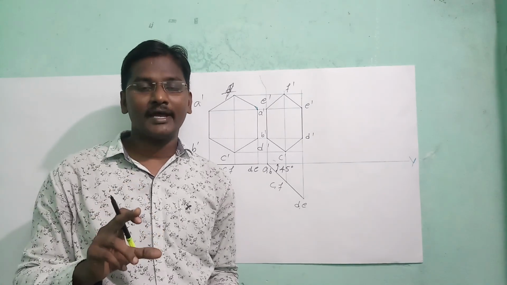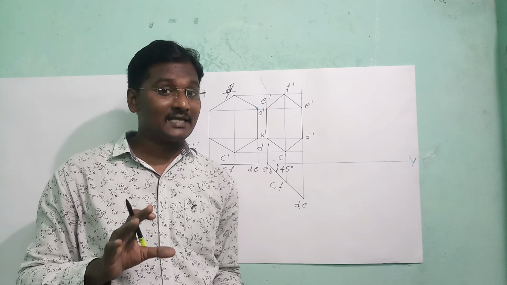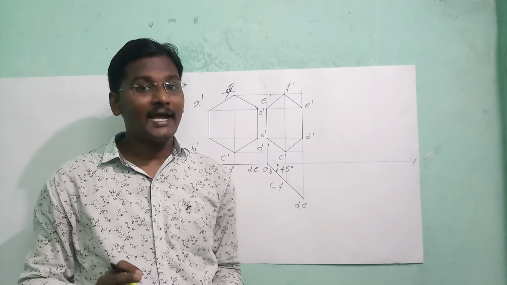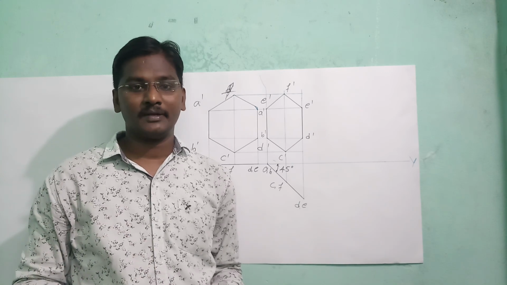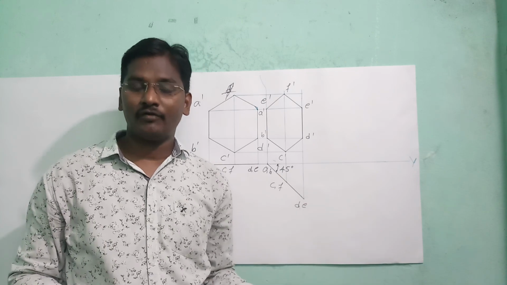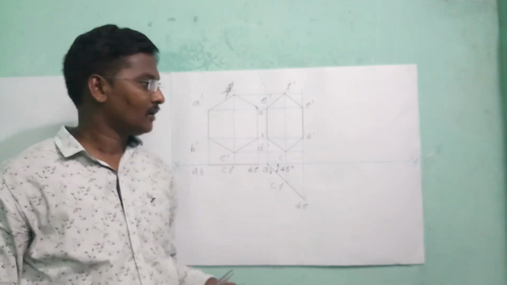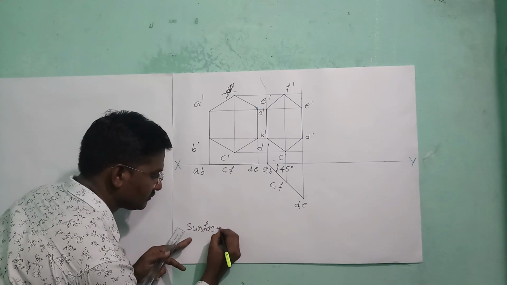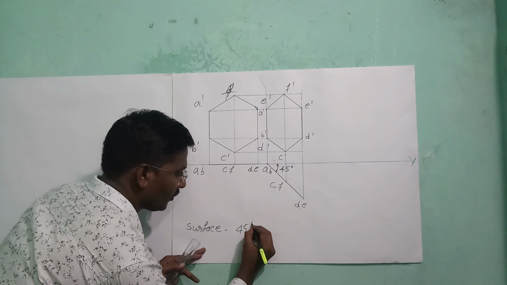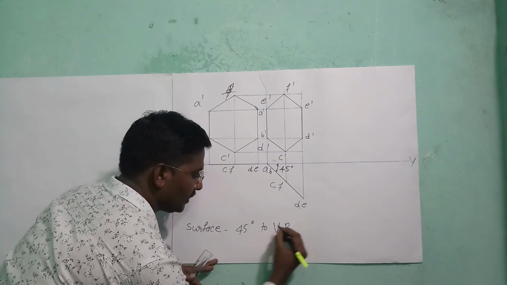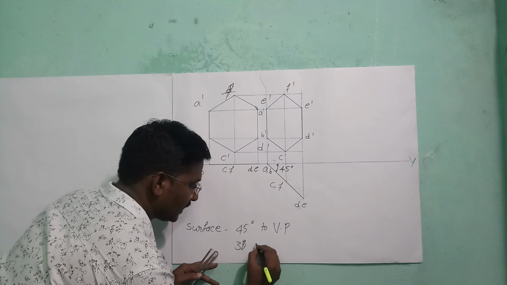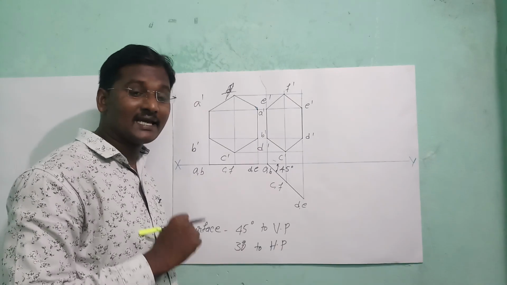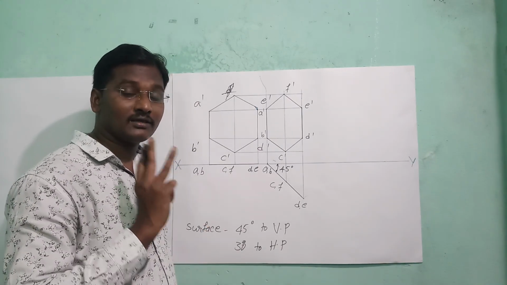Draw the projections of a hexagon of side 30 mm inclined at 30 degrees to HP and its surface is making an angle of 45 degrees to HP. Sorry, surface is inclined at 45 degrees to VP. Now what has he given there? Surface is 45 degrees to VP and 30 degrees to HP. So in this fourth case, we have to draw 3 positions.